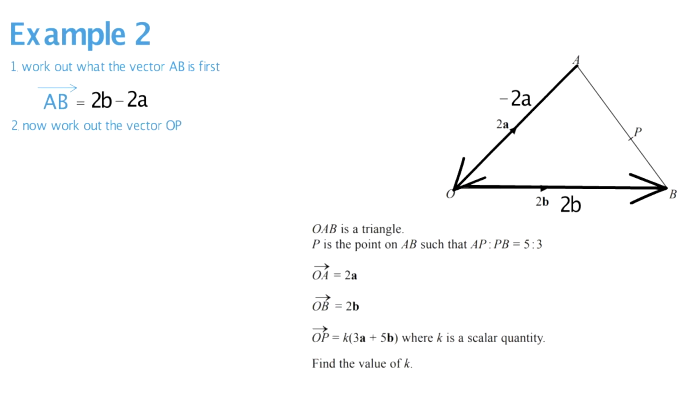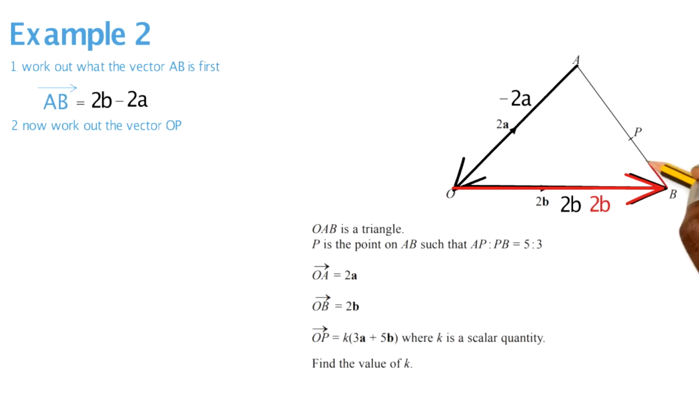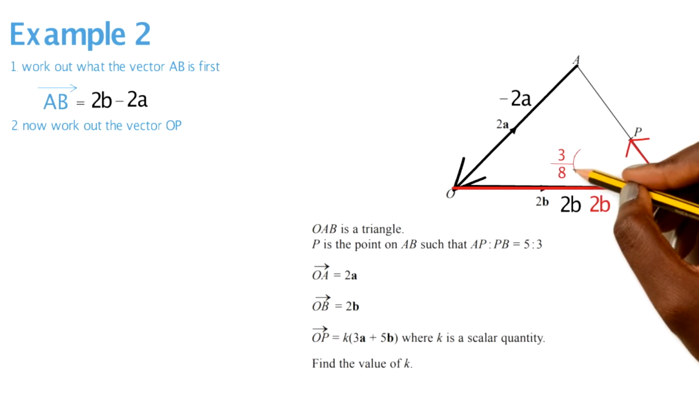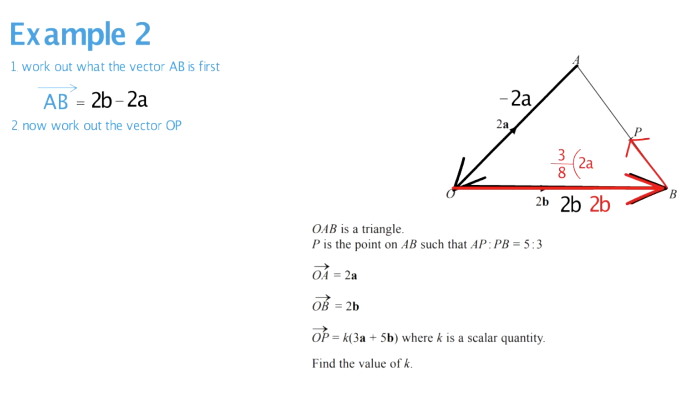Now we need to work out the vector OP. We know that from O to P we can go from O to B and then B to P. So that's going to be 2b because it's still the same direction as originally on the triangle. And then from B to P, we know that the ratio of BP to AP is a 5:3 ratio. So it's going to be 3/8 multiplied by the vector from B to A, which is going to be 2a minus 2b, because this time it's B to A.